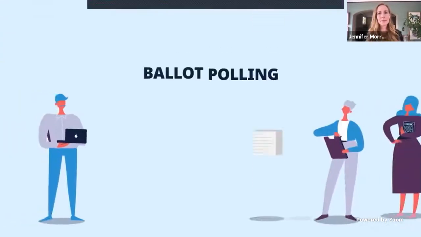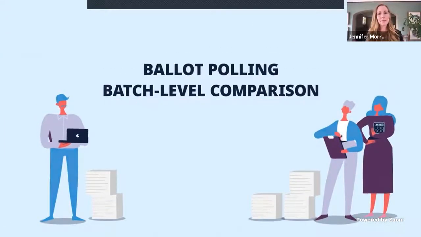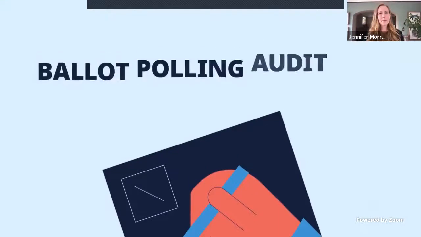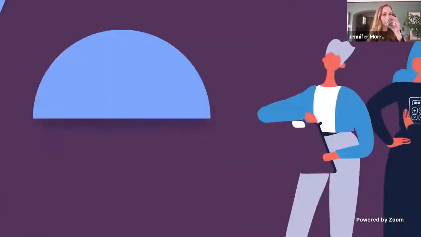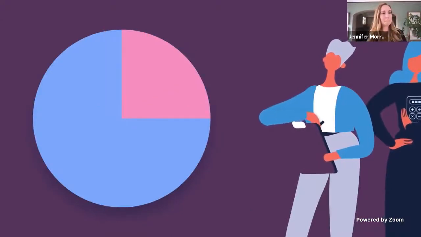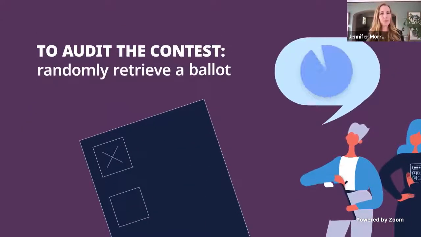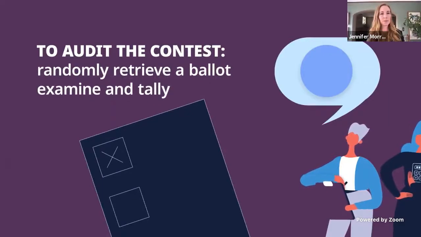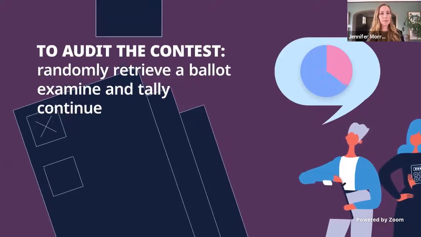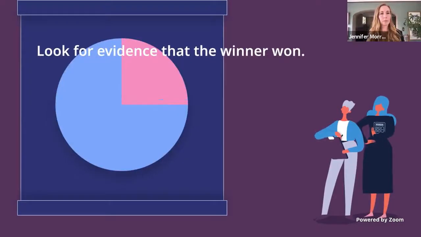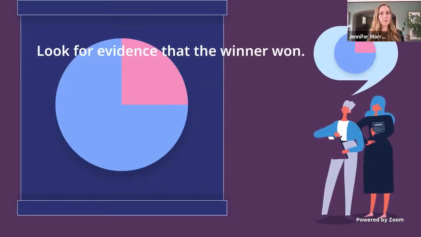There are 3 methods for conducting risk-limiting audits: ballot polling, batch level comparison, and ballot level comparison. To conduct a ballot polling audit, all you need is voter verifiable paper ballots. You know who reportedly won, and by how much. To audit the contest, you randomly retrieve a ballot and manually examine and tally the votes for that contest. Then you retrieve a second ballot, then a third. You continue to tally randomly selected ballots until you have statistical confidence that the correct candidate won. In other words, you look for evidence that the winner won by a similar margin as originally reported.